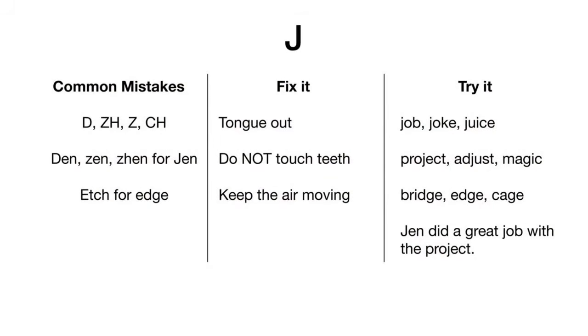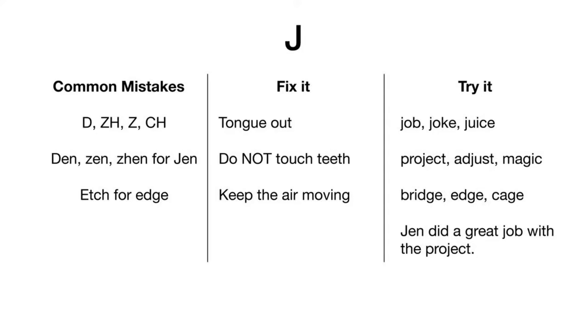All right, very good. All right, moving on to the J sound. This J sound is not common in a lot of major languages in the world. And so people just don't know what to do. So if you don't have the sound, you use something that's similar. So I hear all kinds of things for this. I sometimes hear d, j, z, or ch. All right. So I will hear den, zen, or jen for Jen, and etch for edge.